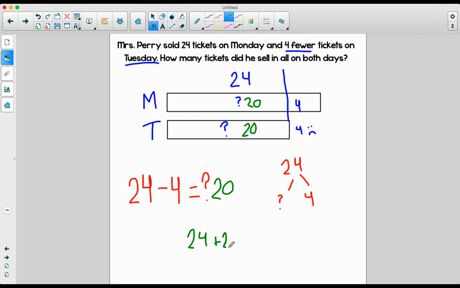So make sure you're checking your work and also make sure that you're answering, not with just the answer, but you're also answering this question. How many tickets did she sell in all on both days? She sold blank tickets on both days.